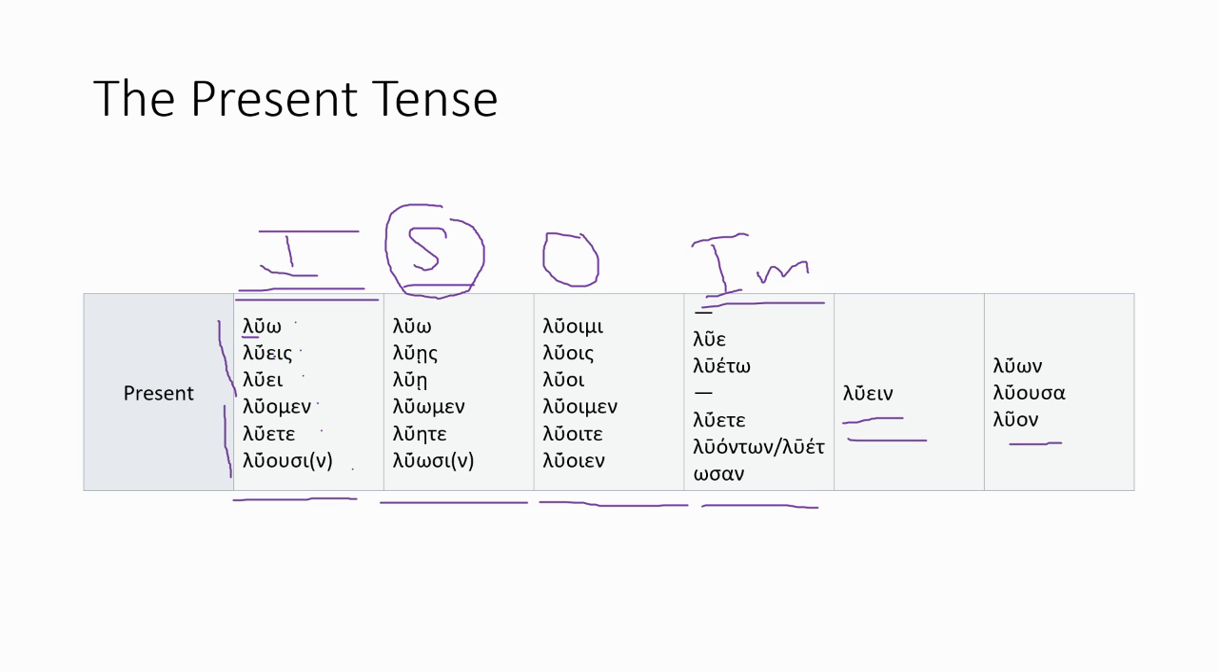Really quickly, I'll just go over the forms here. We've got lyo, lyeis, lyei, and you can't see it, but it's supposed to have an accent and a macron. So this is a long upsilon and it's got an accent on it. Lyomen, lyete, lyousin. And this is a movable nu, so it occurs when this word is before a vowel or at the end of a sentence. Otherwise, it won't be there. So if you memorize these, this is going to be very important.